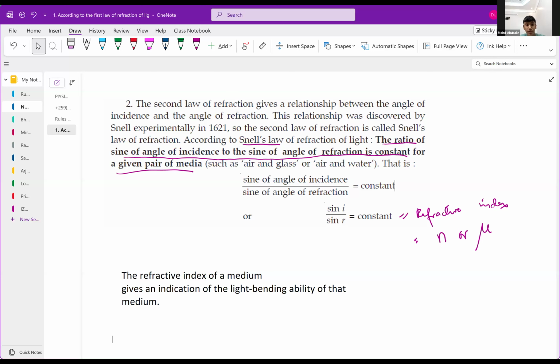Ma'am, what is the constant for the refractive index? The value of that constant is the refractive index, given by small n or mu. The name of the constant is called the refractive index of the medium. It gives an indication of how much the light will bend. Okay.